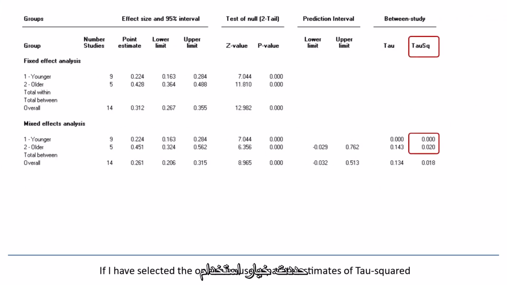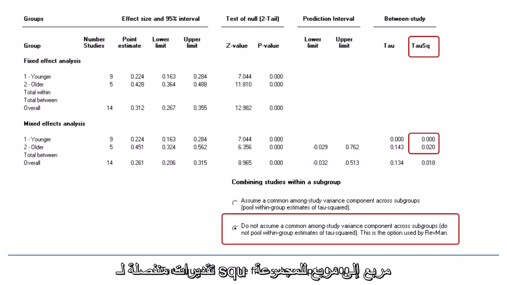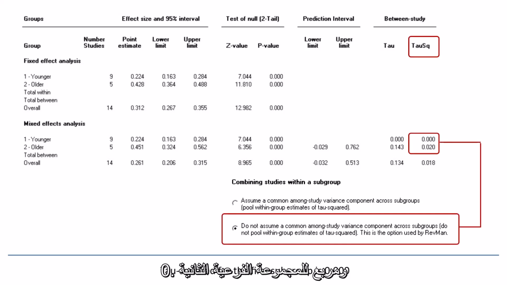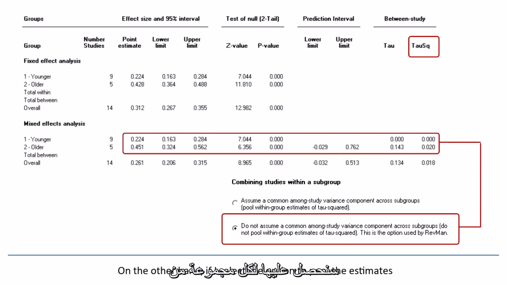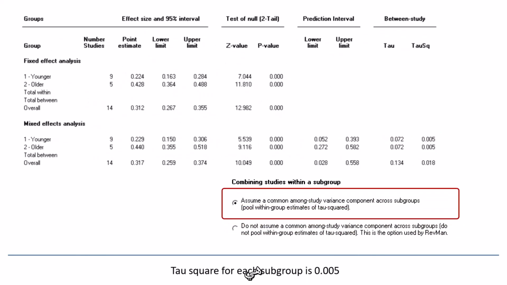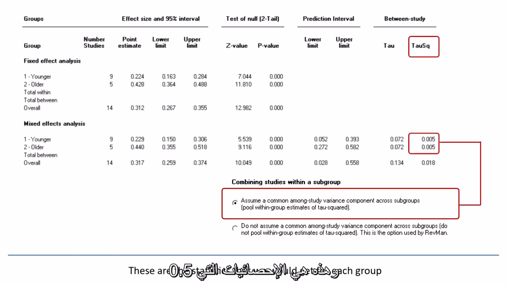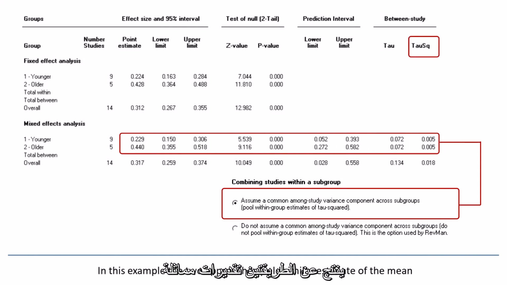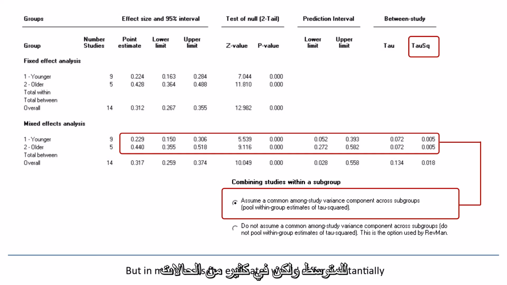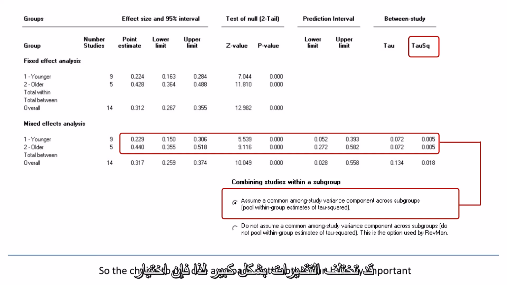If I selected the option to use separate estimates, tau squared for the first subgroup is 0.00, and tau squared for the second subgroup is 0.02. And these are the statistics that we would get for each group. On the other hand, if I select the option to pool the estimates, tau squared for each subgroup is 0.005, and these are the statistics that we would get for each group. And that's the option that I would use in this analysis. In this example, the 2 approaches yield similar estimates of the mean, but in many cases, the estimates would differ substantially. So the choice to use one approach or the other can be very important.